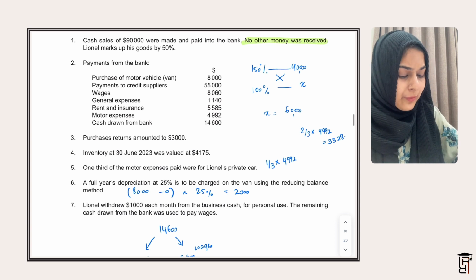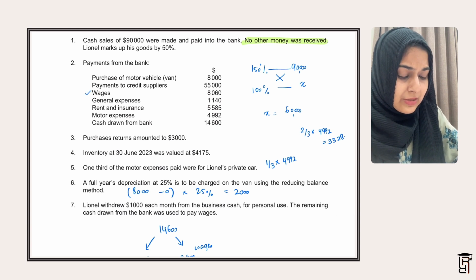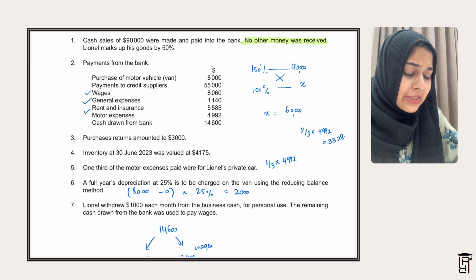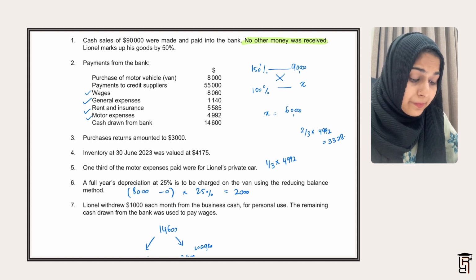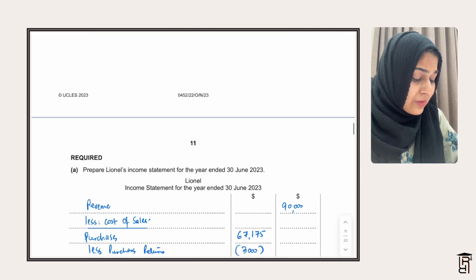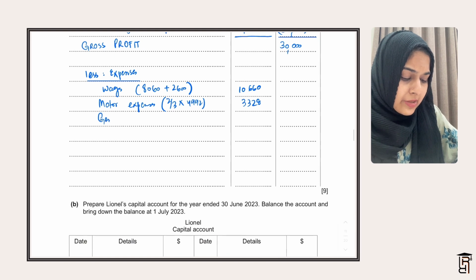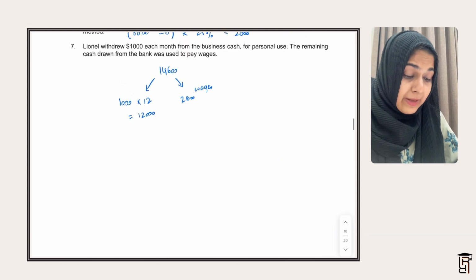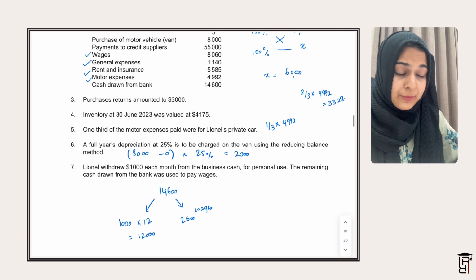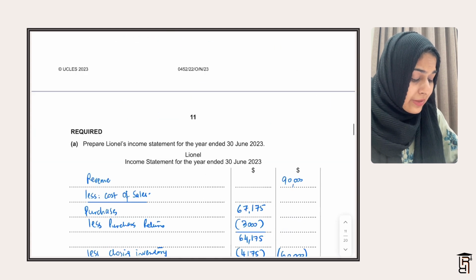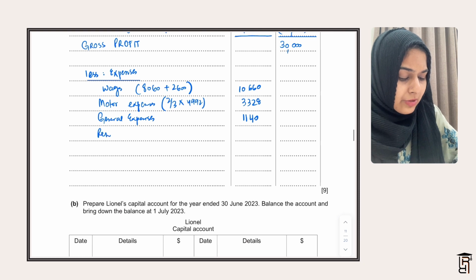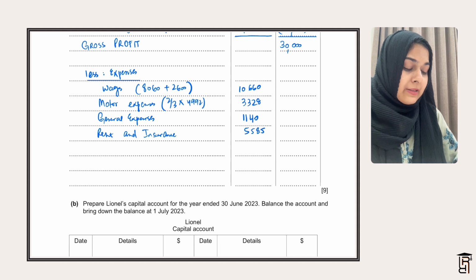I need to mark here the expenses. Wages is an expense, general expenses is an expense, rent and insurance is an expense, motor expenses is an expense. I have recorded wages and motor expenses. I'll also record general expenses, which will be 1,140, directly taken from the payment summary that they've given you. Also, rent and insurance will be 5,585. I directly record that, there's no adjustment to it.